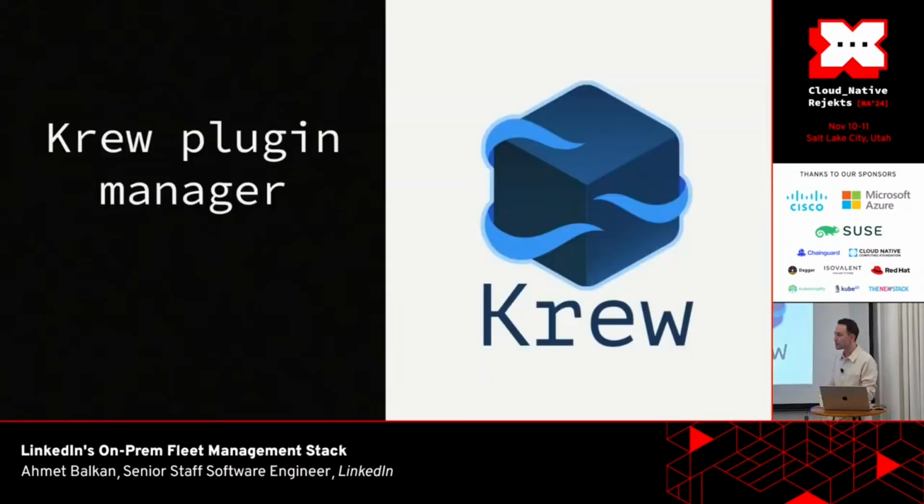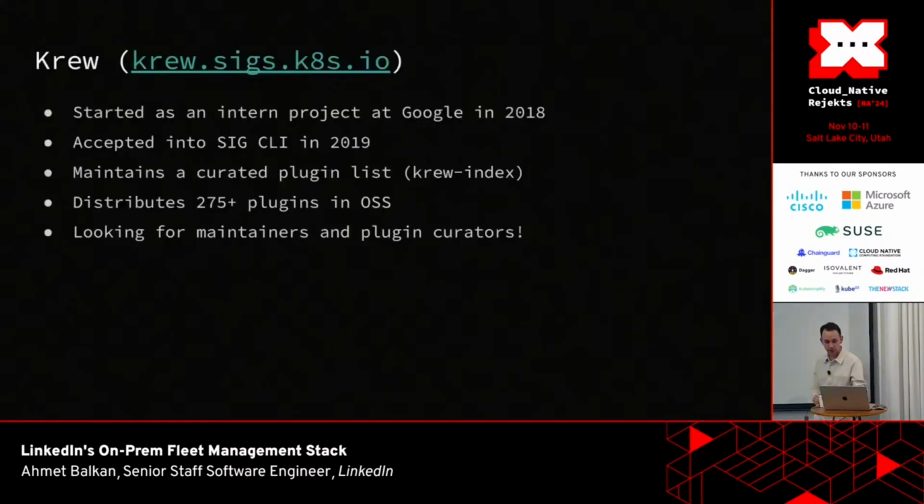Okay, so this brings us to: where do I find plugins? How do I package them and distribute them? The Krew plugin manager is a Kubernetes SIG CLI subproject. You can find the project at krew.sigs.k8s.io. This project actually started as an intern project. I had an intern at Google in 2018, and we said, let's just develop a plugin manager. Why not? No one's going to do it if we don't do it.